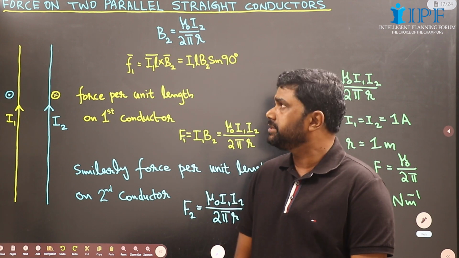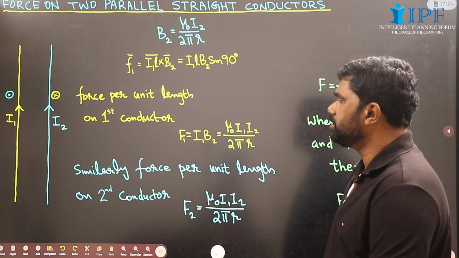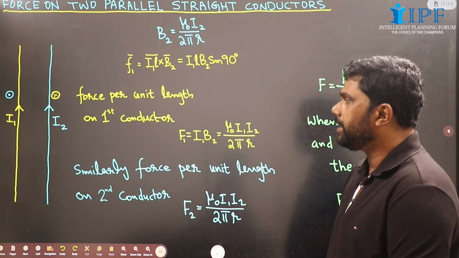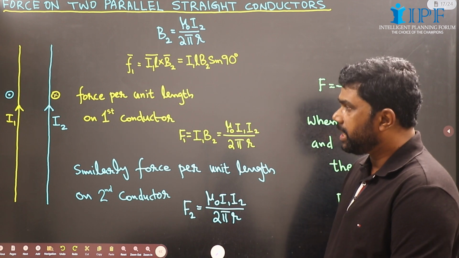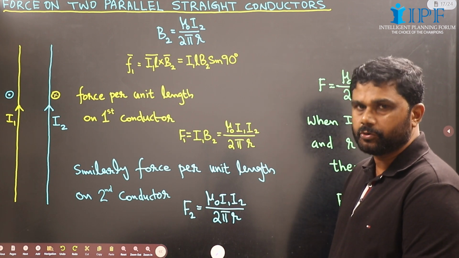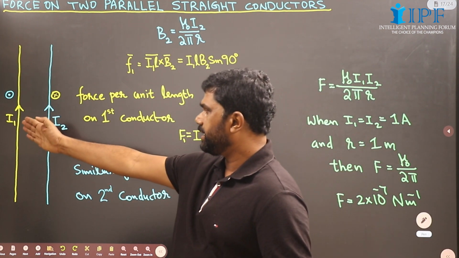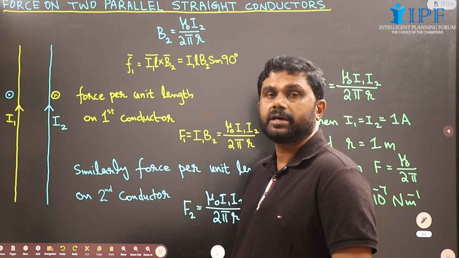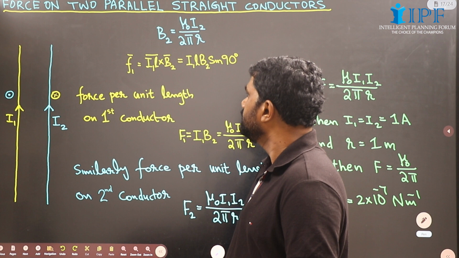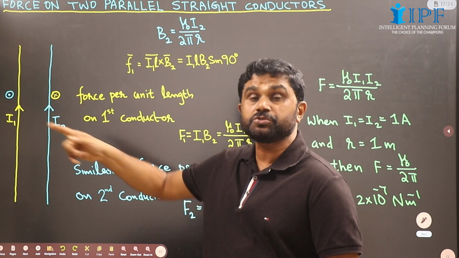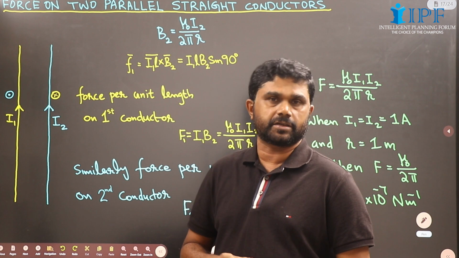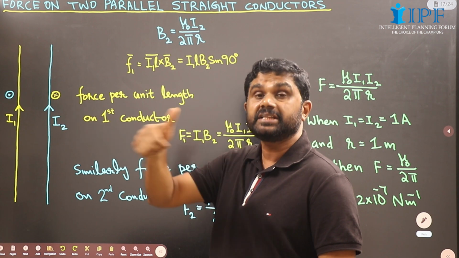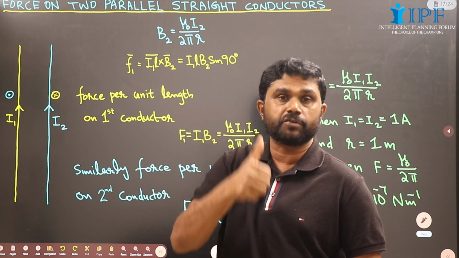Now let us find the force on two parallel straight conductors. We have to see long, or let us say infinitely long, parallel conductors carrying currents I1 and I2 placed in vacuum. I have here a conductor which carries a current I1 and the second conductor carries a current I2. They are parallel and the separation between them is small r. Now this second conductor produces a magnetic field at the position of the first conductor. How do you find the direction of that magnetic field? You have to hold the conductor in the right hand with the thumb along the direction of electric current.